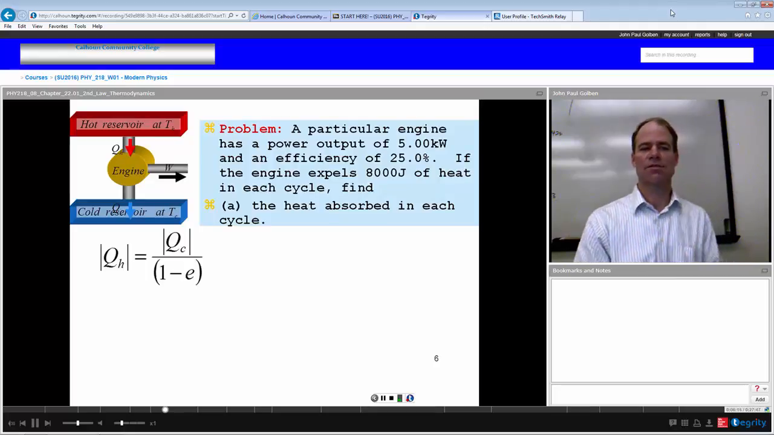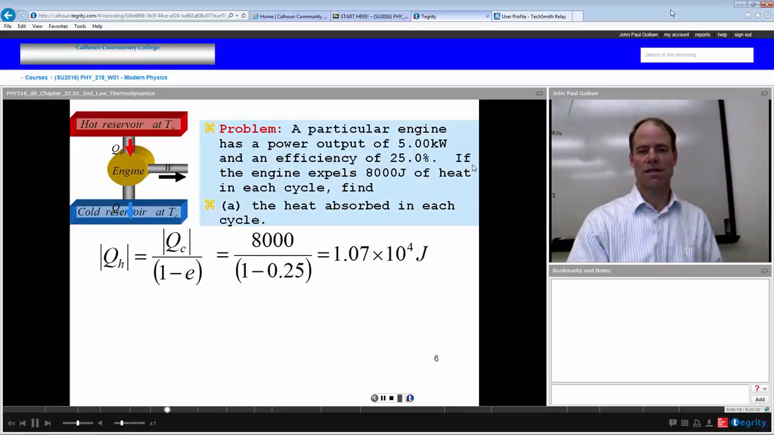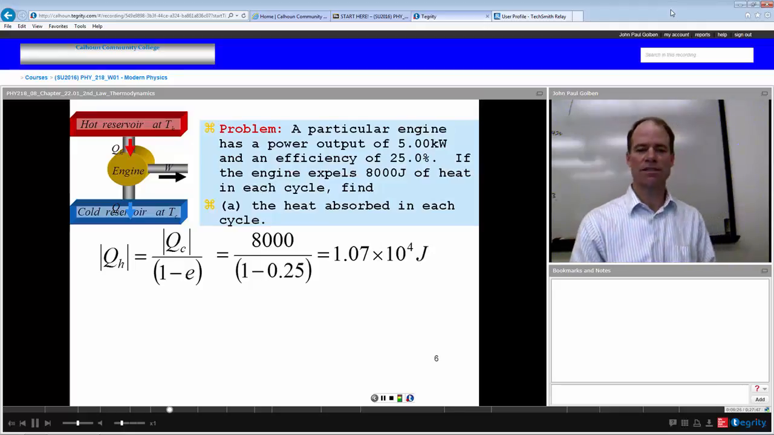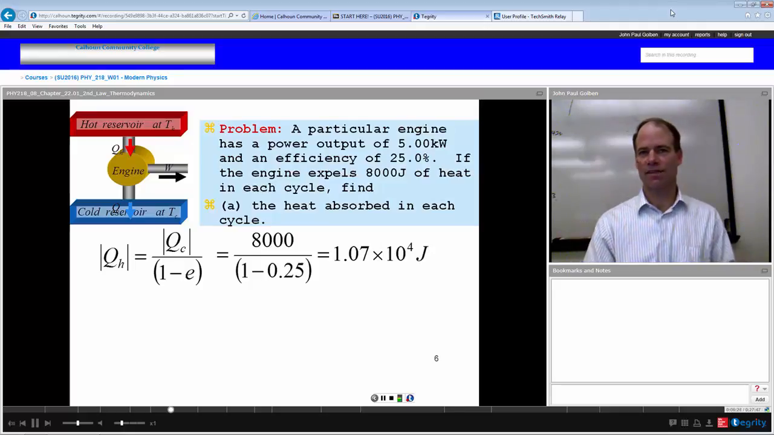That is, Q sub H is equal to Q sub C over 1 minus the efficiency. 8,000 joules is what we expelled. Our efficiency was 25%, so 1 minus that would be 0.75. 8,000 divided by 0.75 is 1.07 times 10 to the 4 joules, or 10,700 joules.